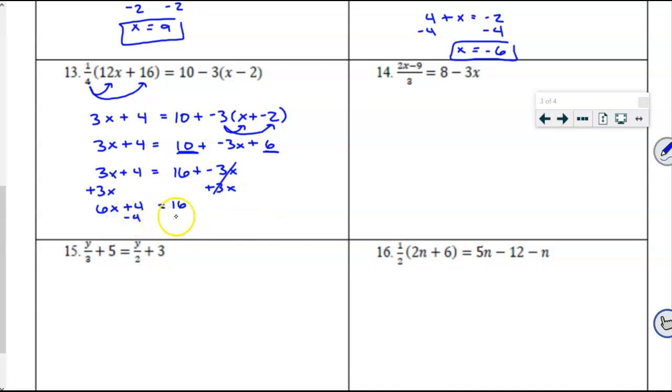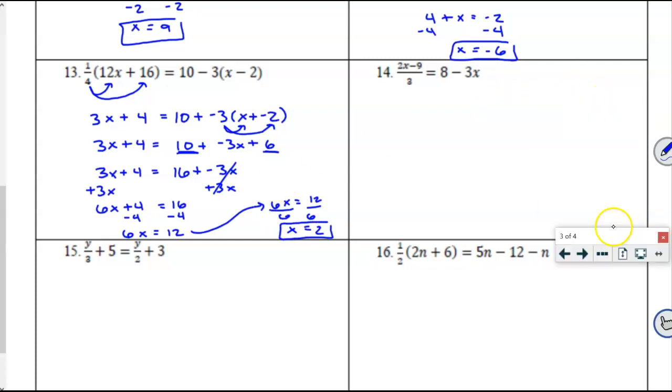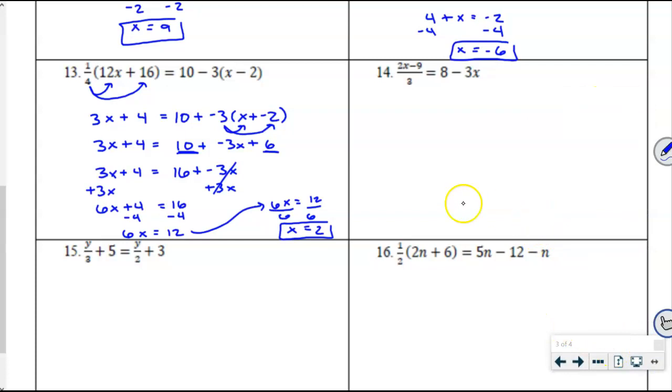Nice and easy now. We subtract 4 from each side, giving me 6x is equal to 12. I can divide each side by 6 and get x is equal to 2. Now, I do like 14. 14 gets to be a little bit interesting. There's a couple ways that we can handle 14.